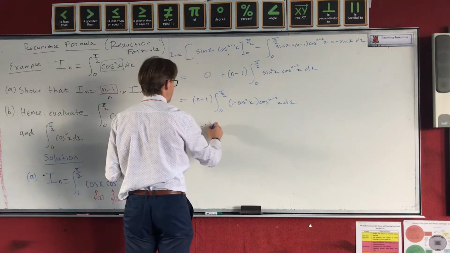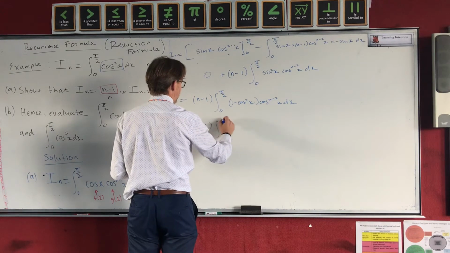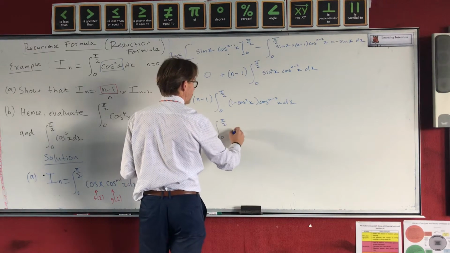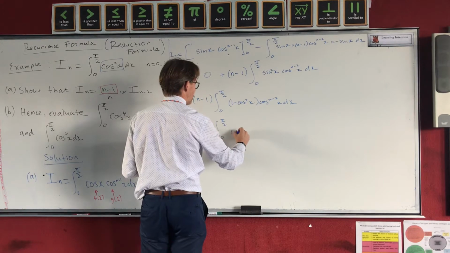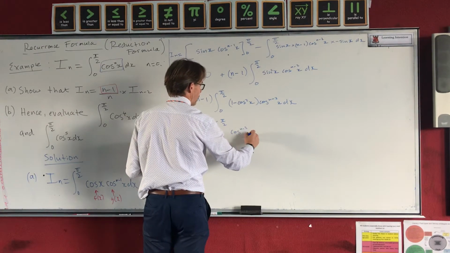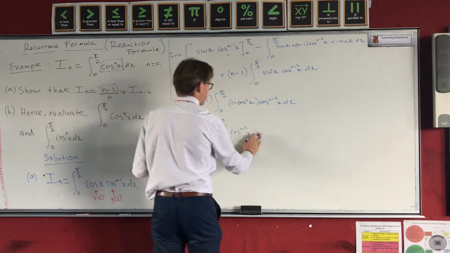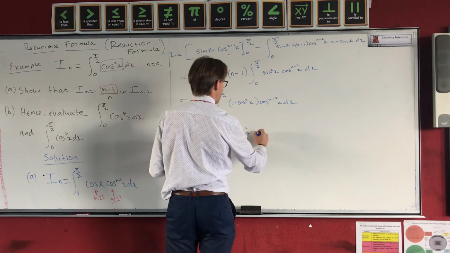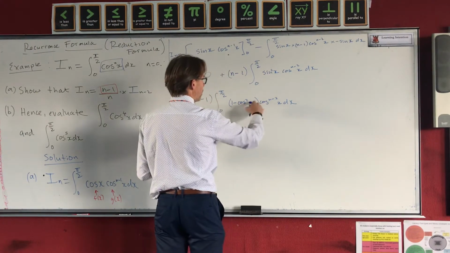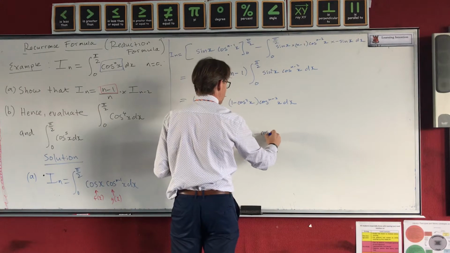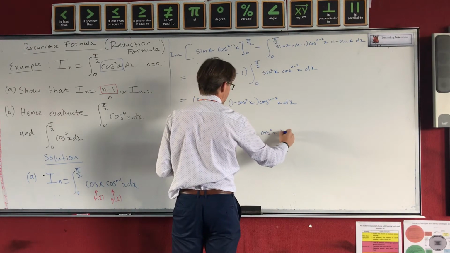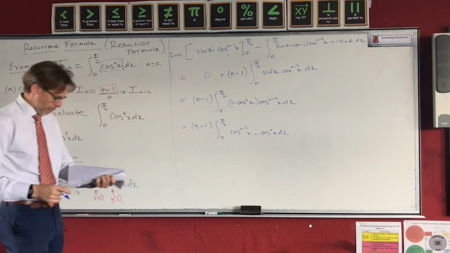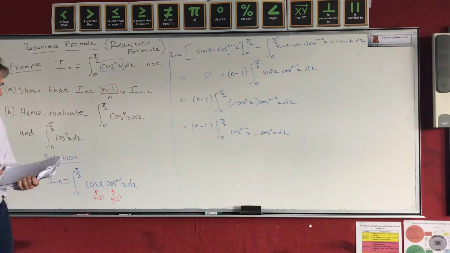n minus 1, integral from 0 to pi on 2. That's going to be cosine n minus 2 x dx. Minus, now adding the powers together, you're going to get cosine n x dx. Okay.